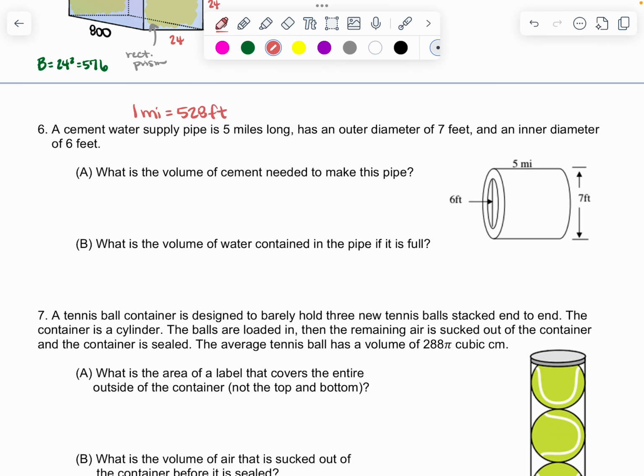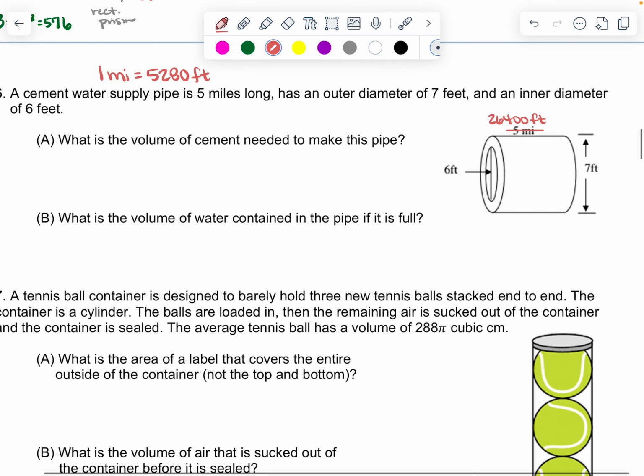So 1 mile equals 5,280 feet. And I totally forgot the zero. Hold on, 5,280, there you go, feet. And so we're going to take that 5,280 feet because we want 5 miles. So I'm going to multiply that by 5. So I'm going to go over to my picture. I'm going to cross that out. So this pipe is 26,400 feet long. I mean, clearly it's not drawn to scale, but you get the gist of the picture.